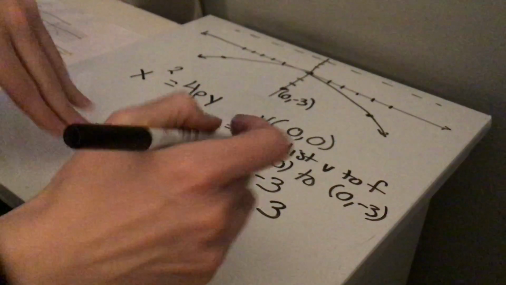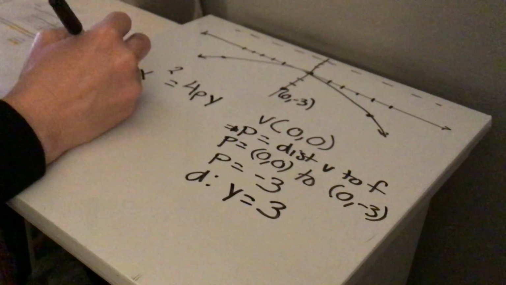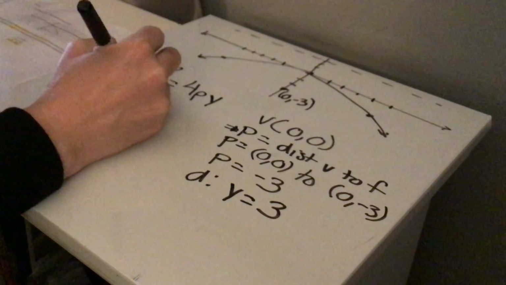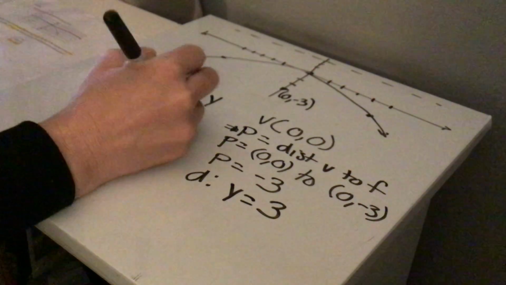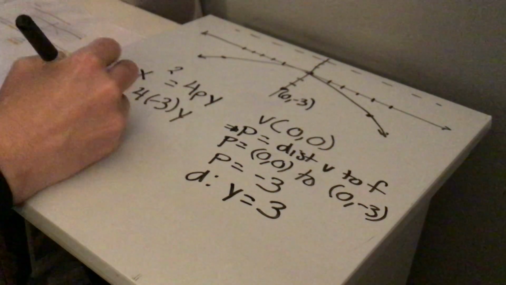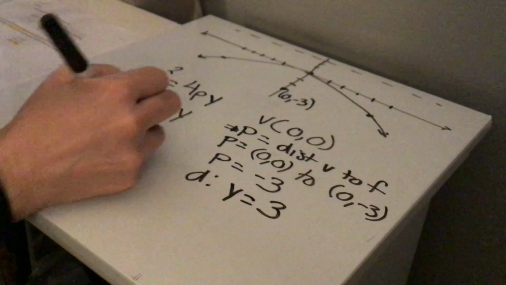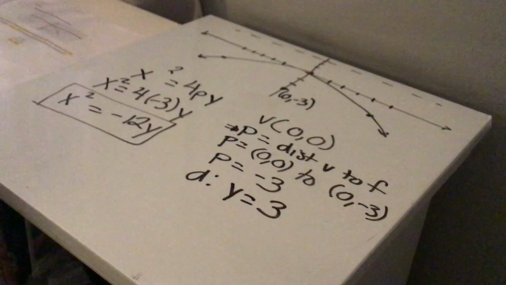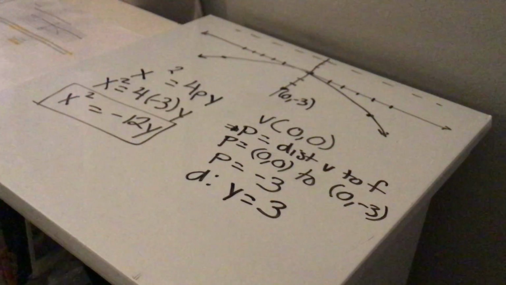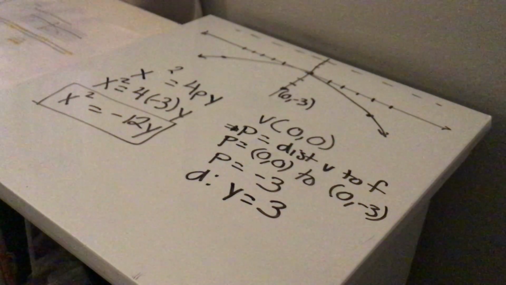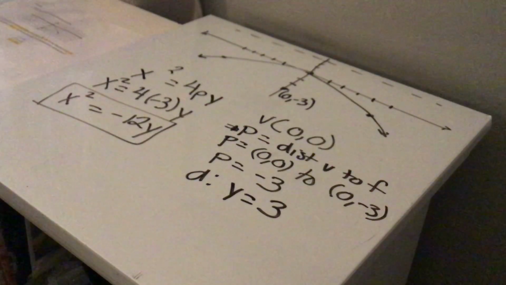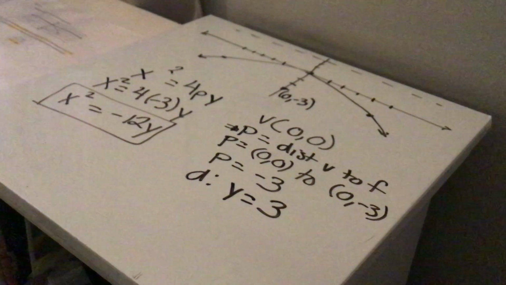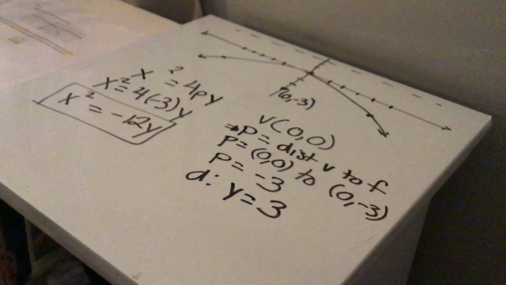All right, so you found the length of p, now you plug it in. So x squared equals 4 times negative 3 times y. So x squared equals negative 12y. It's the equation of the parabola that is shown. So just changing our form a little bit, I think it's a little bit easier because you know where your vertex is, and then you just make a table.